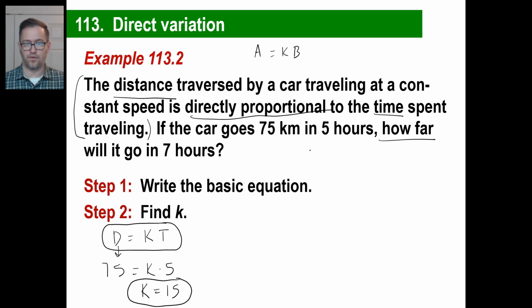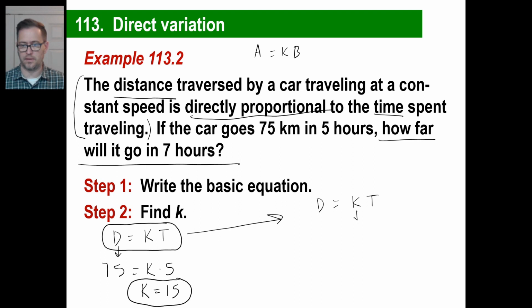The problem is, how far will it go in 7 hours? Okay? Well, let's figure it out. We've got D equals K times T, all right? Well, we figured out what the K is, right? The K is 15, okay? How far will it go, the distance? We don't know. In 7 hours, that's the time. Boom, there we go. So D is going to be 15 times 7, or 105.